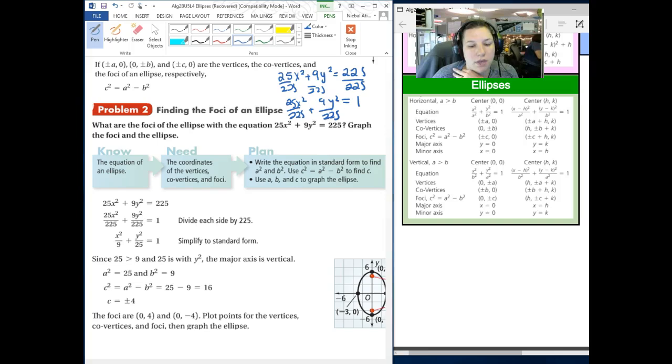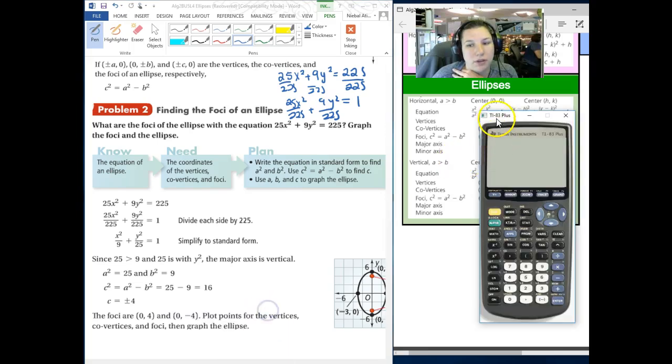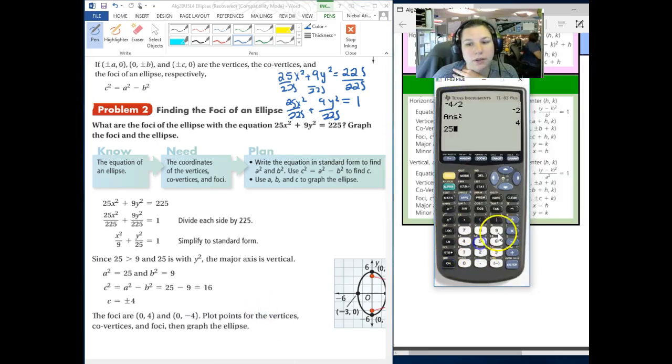Then I'll take the calculator to help me simplify that fraction down. 25 divided by 225, change it to a fraction. That would help if I entered the right numbers, right?